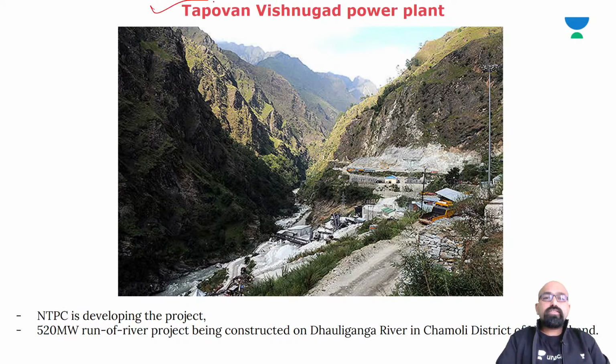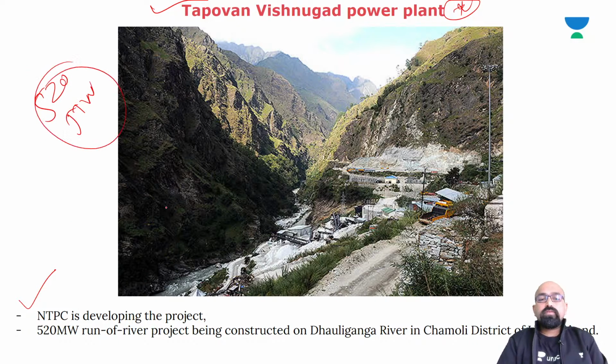Now, see the Tapovan Vishnugad power plant damaged by this glacier burst last week. So basically, just remember this project is a developing project by NTPC, a 520 megawatt run-of-river project being constructed on Dhauliganga river, right, in Chamoli district of Uttarakhand.